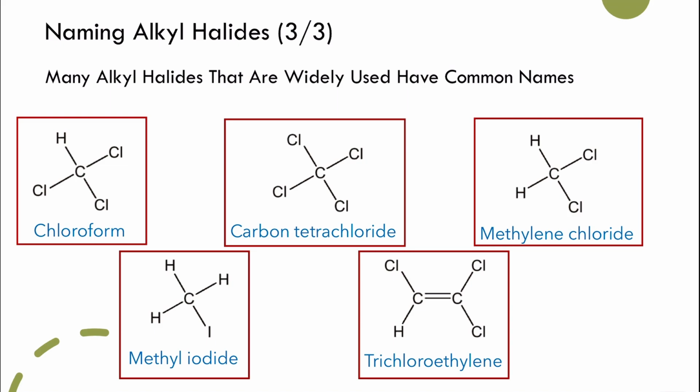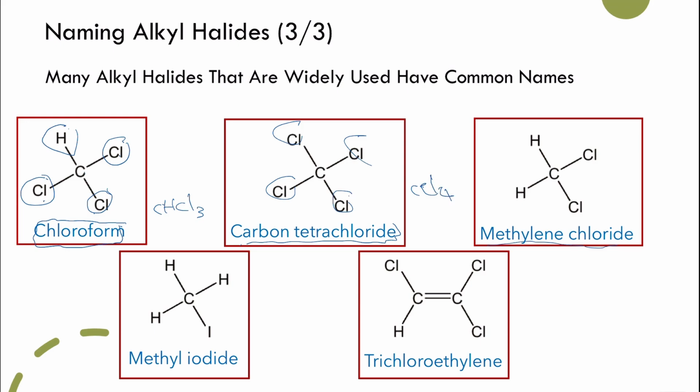You will always find that they are called by their common names. Examples of these are chloroform. Chloroform is a carbon that has 3 chloro groups on the same carbon and a hydrogen. So it's basically CHCl3. This is chloroform. Carbon tetrachloride is a carbon with 4 chloro groups, so it's CCl4.